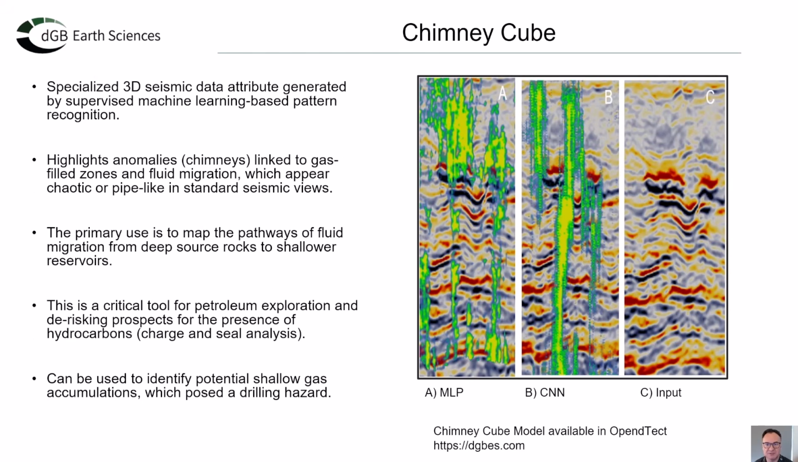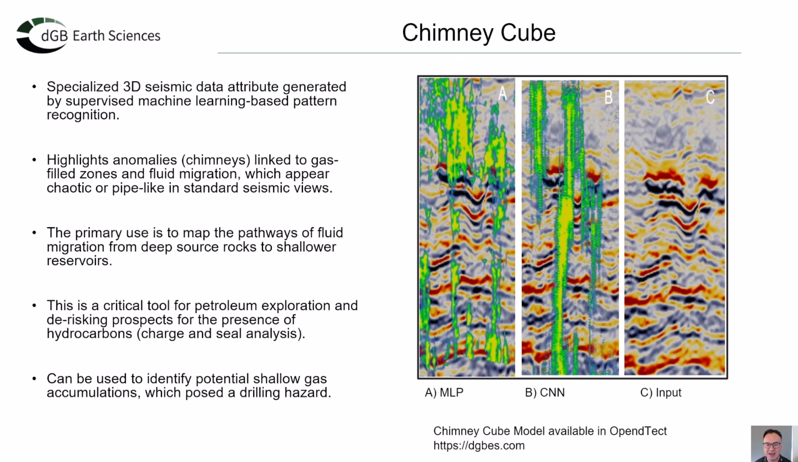An example of something like this kind of quick look model would be the chimney cube, where we have a specialized 3D seismic data attribute generated model. And we can highlight anomalies, in this case, chimneys, which are linked to gas-filled zones and fluid migration, which could appear as chaotic or pipe-like in standard seismic views.